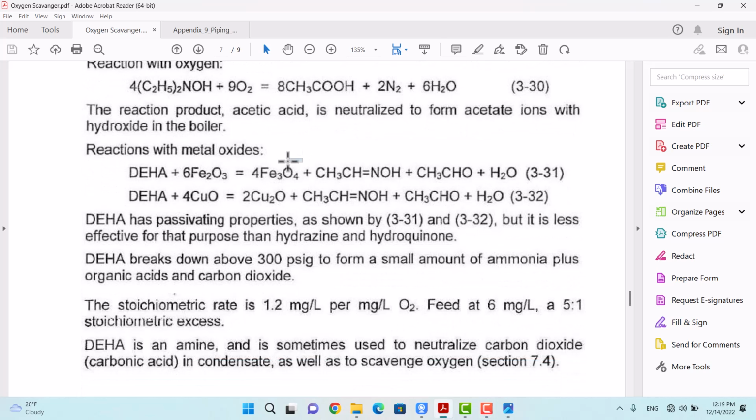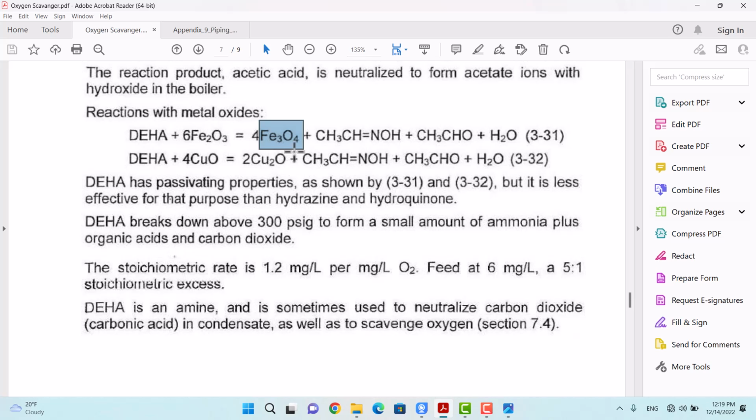Of course, the most important species is this one, which determines the passivating properties of the oxygen scavenger, but it is less effective for that purpose than hydrazine and hydroquinone. DEHA breaks down above 300 psi gauge to form a small amount of ammonia plus organic acid and carbon dioxide. The stoichiometric rate is 1.2 ppm per ppm of oxygen. Feed at 6 ppm, a 5 to 1 ratio stoichiometry excess.